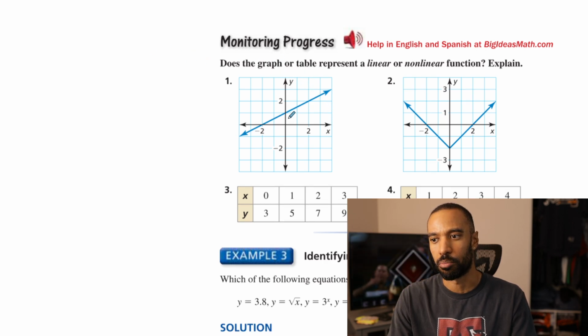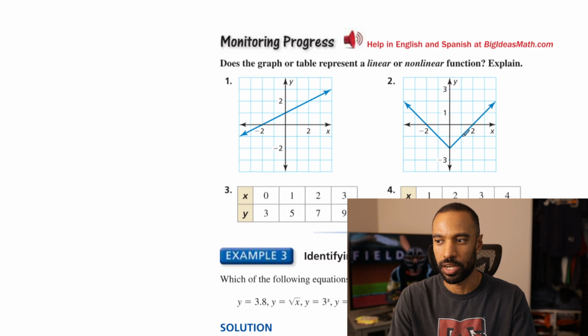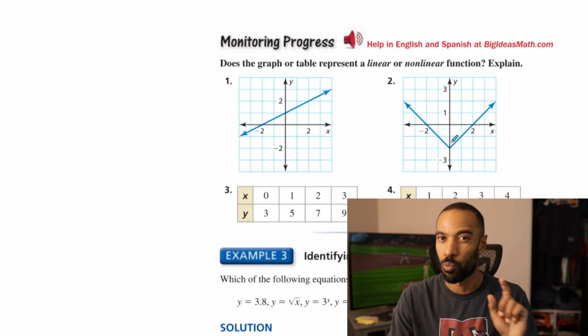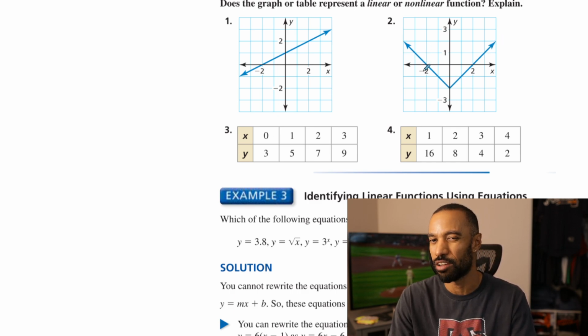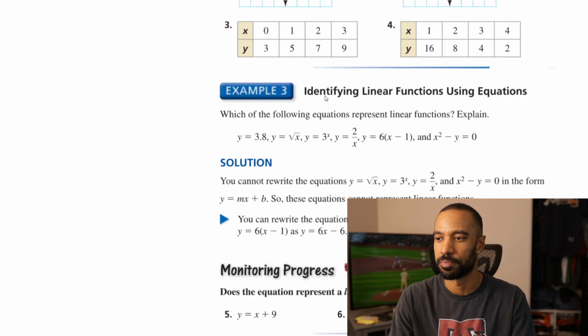All right, so some monitoring progress. We can say straight up, linear and nonlinear. No, they make lines. They need to make one line. This is called an absolute value function, actually, which has some constant rate of change, but not everywhere. And it redirects, not a line.